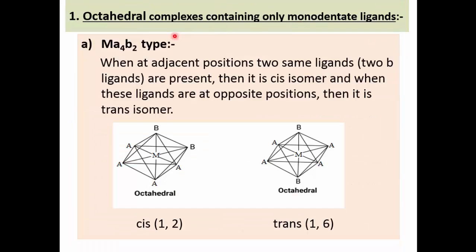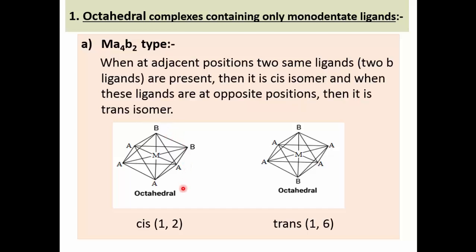Now see octahedral complexes type number 1. Octahedral complexes containing only monodentate ligand. We have already discussed this in the above discussion. So in it again type A Ma4B2, A and B are monodentate ligands. Both are coordinated to the metal ion through only one lone pair of electrons. When at adjacent positions two same ligands, two B ligands are present, then it is a cis isomer, and when these ligands are at opposite positions, then it is called a trans isomer.